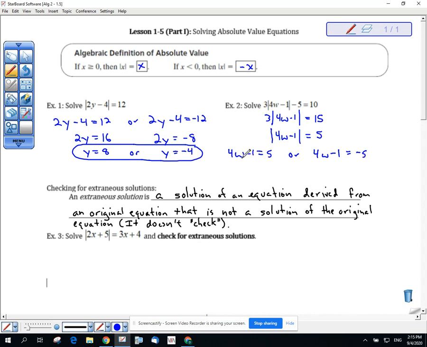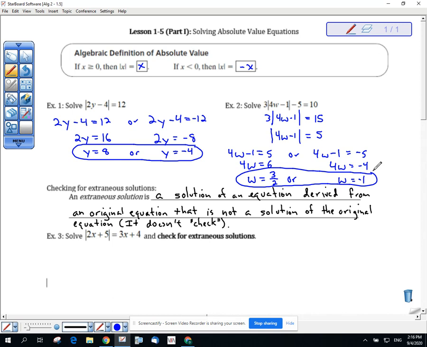Here you would add 1 to both sides. 4w equals 6. Divide both sides by 4. That would be 6/4. We always want you to reduce the fraction, so that would actually be 3 over 2. That's one of your solutions. Over here, add 1 to both sides. 4w is equal to negative 4, and then divide by 4, you'll get w equals negative 1. So 3 over 2, which is 1.5, or negative 1.